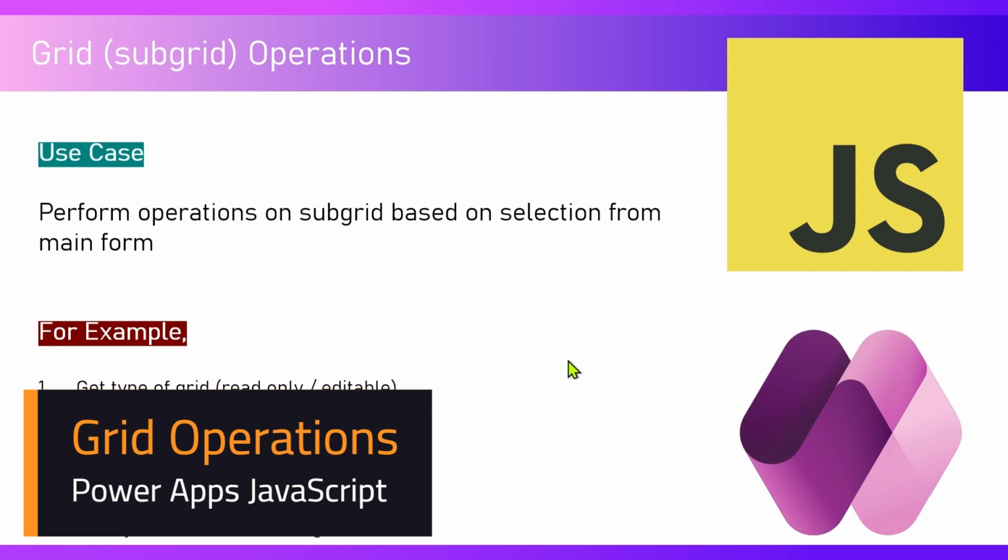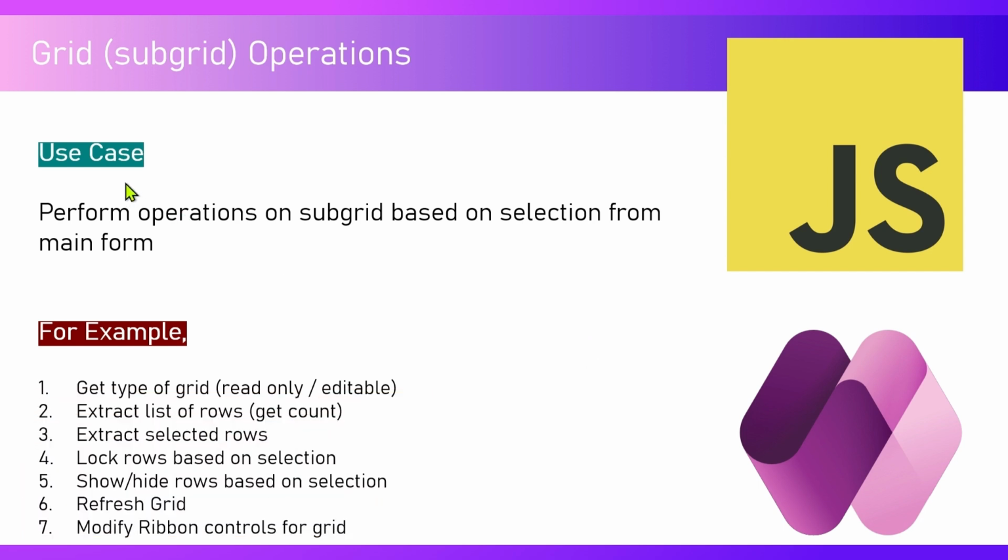In this video, I'll be showing you how to write a JS for a Power Apps model driven app when a grid is in place. So grid or subgrid. I'm going to perform some operations on a grid or subgrid. The use case is to perform basic operations on a subgrid based on selection from a main form.